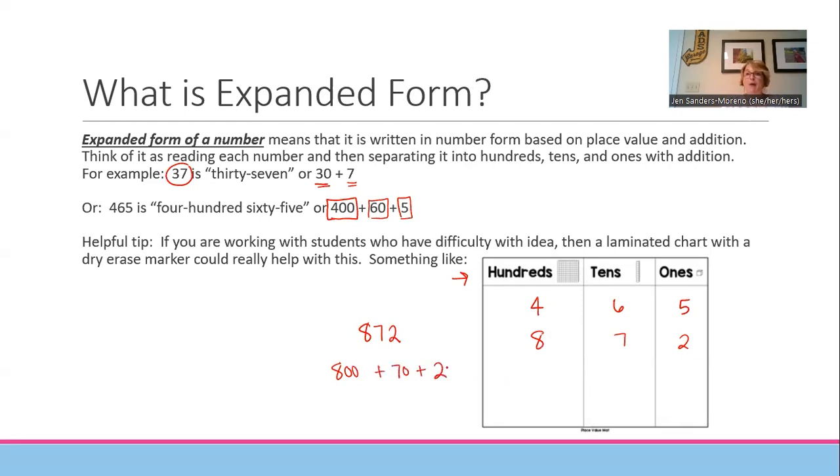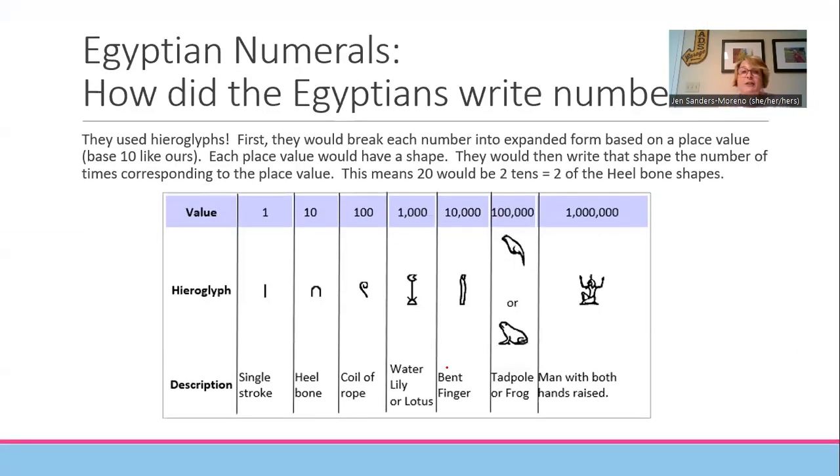Okay, so why do we need expanded form? Great question. In order to look at Egyptian numerals and how the Egyptians wrote numbers, we have to use first base 10, and second, we have to have it in expanded form in order to use the hieroglyphs. So just so that you're aware, from the little research I've done, they did have different symbols depending on what era you're looking at, but these were sort of the most common that are at least currently published.